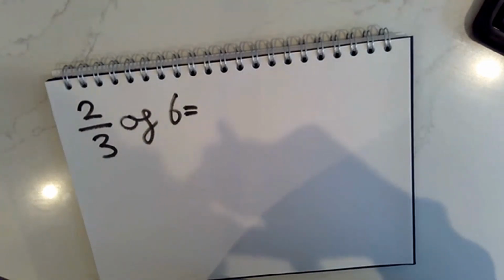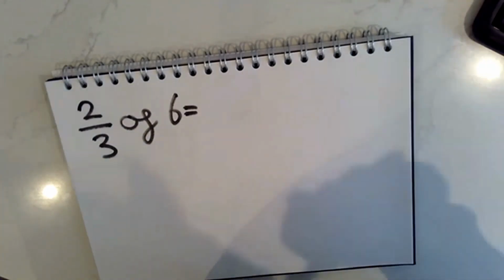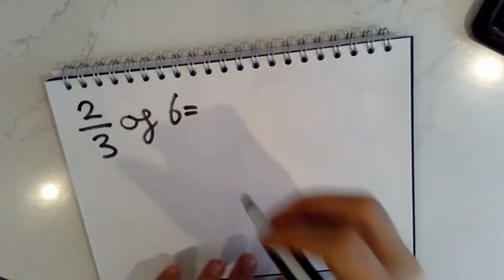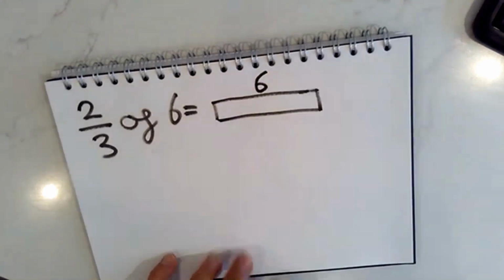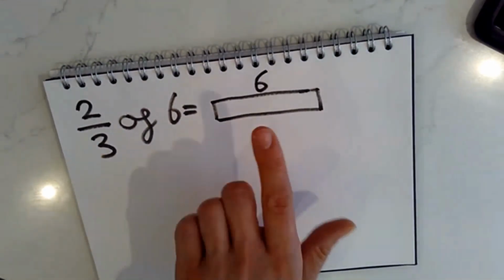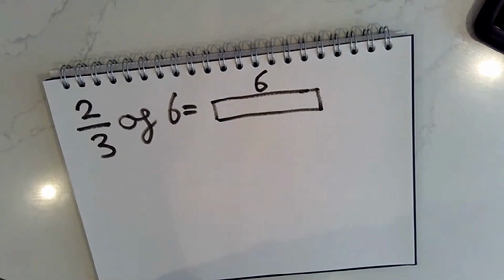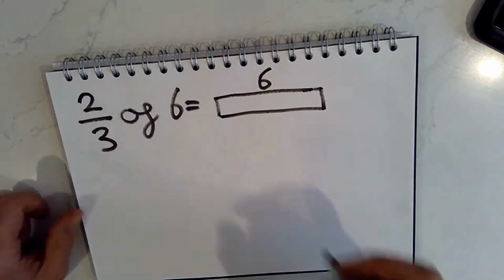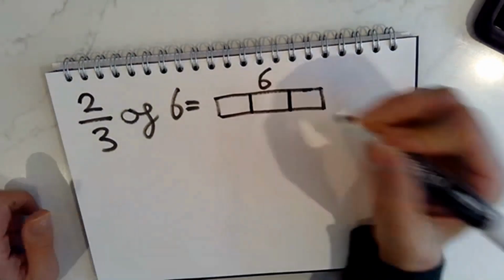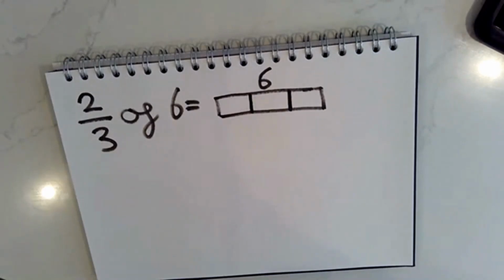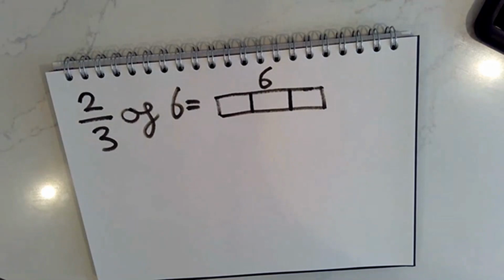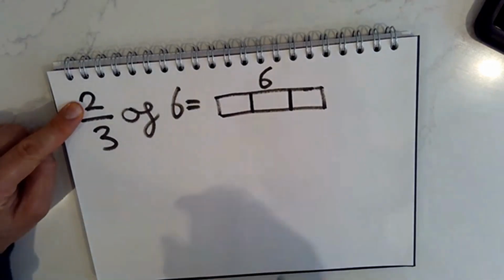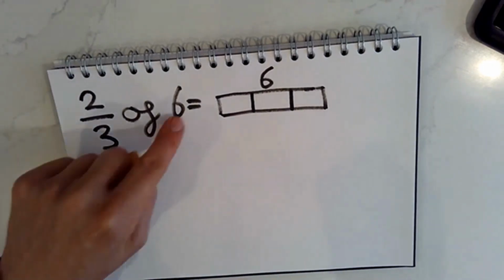What am I going to draw? Well done. I'm going to represent it in a bar model. I draw a rectangle, which represents my whole, which is 6. How am I going to split my whole into how many equal parts? Well done. 3 equal parts because my denominator is 3. So I have 3 equal parts. How many of those 3 equal parts am I going to shade in? 2. Well done, because I'm trying to find 2/3 of 6.